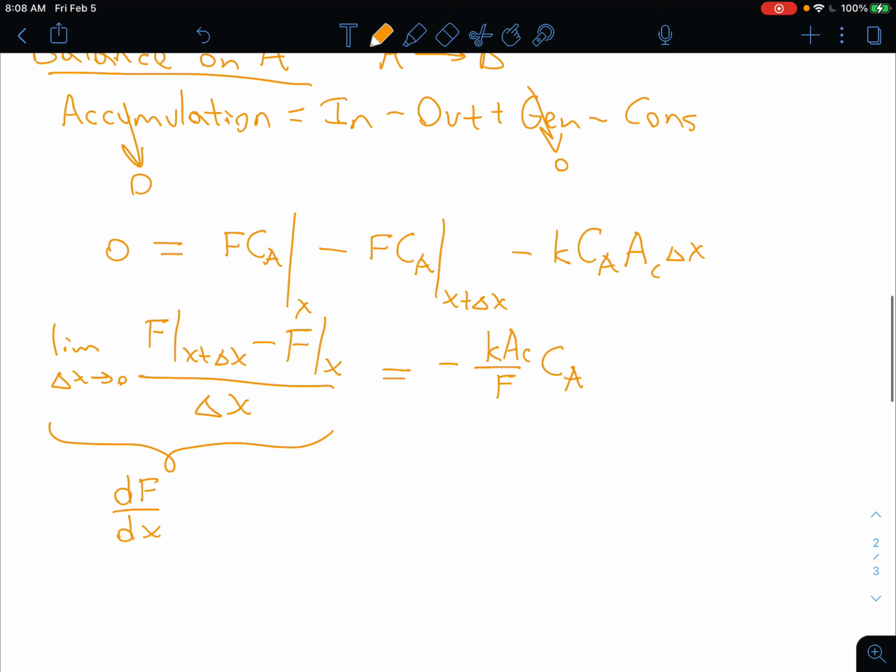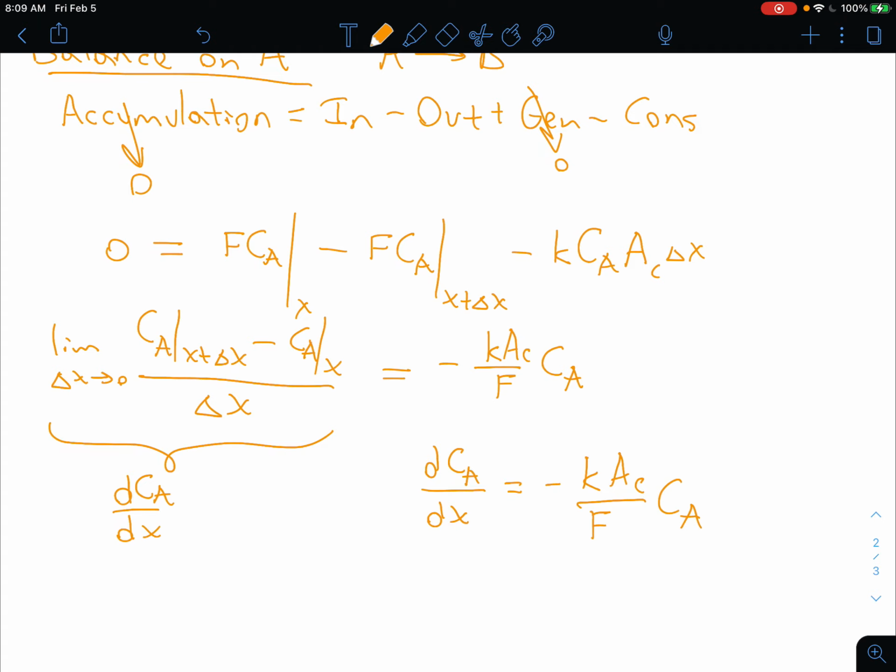So our differential equation, whoops, no, this is wrong. I said I divided by F. This should be CA. Sorry about that. This should be CA. And so the differential equation is dCA dx equals minus K A_C over F times CA.